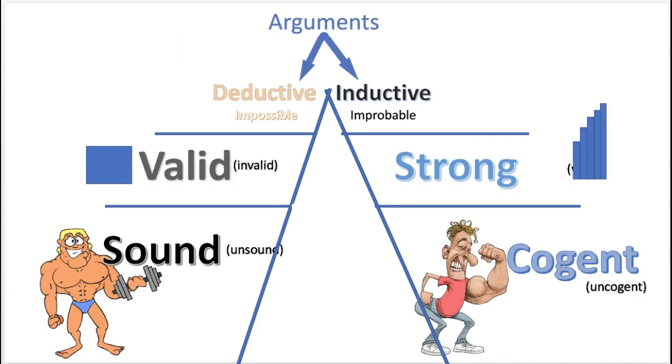Something I wanted to mention also, look at this here. So you have an argument, then you either have deductive arguments or inductive arguments. Then you go down, down, down, and down. So deductive, valid, sound, inductive, strong, cogent.